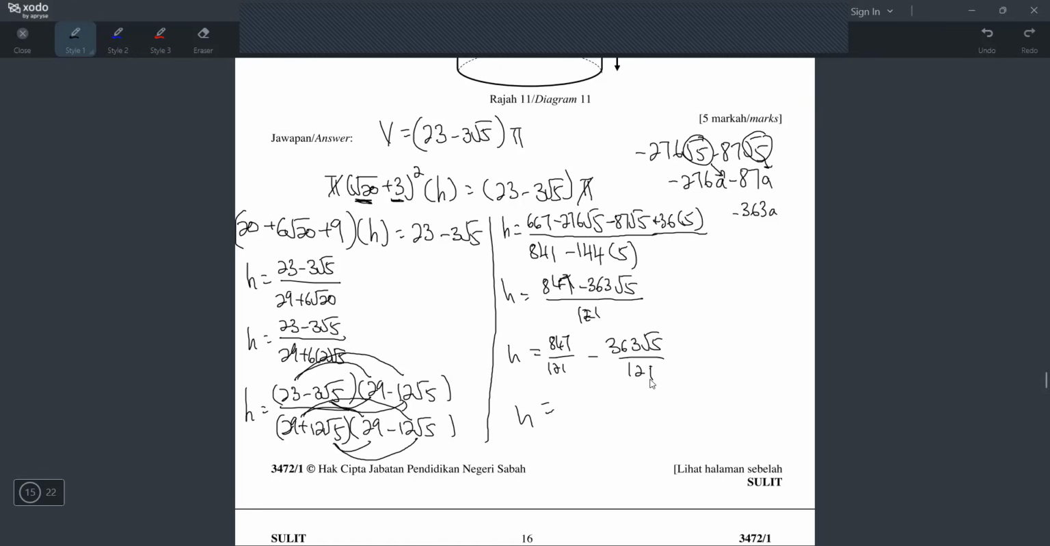Okay, let's press one more time. 847 divide 121. Okay, the calculator give me 7. So this one is 7. And then 363 and 121 can divide also. Just press. Okay, my calculator give me 3. So the answer is 7 minus 3. This one cut already. And then square root 5. So this is my height. But let's write cm. Okay, because it's height, right?